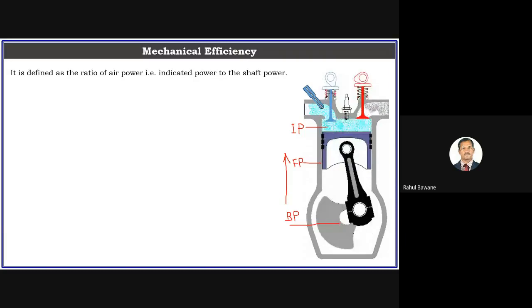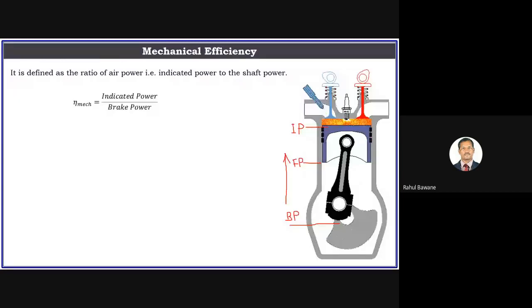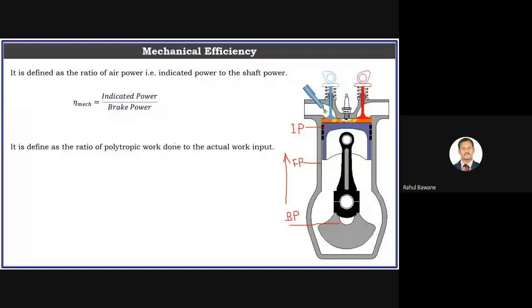So as per our definition, mechanical efficiency is the ratio of air power or indicated power to the shaft power. Shaft power means brake power. So mechanical efficiency is indicated power divided by brake power. As I said, in a compressor, indicated power is always lesser than brake power.